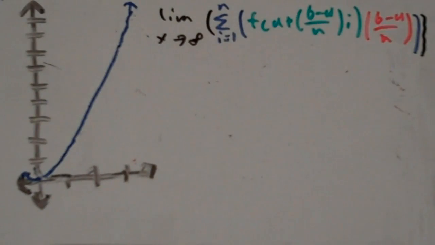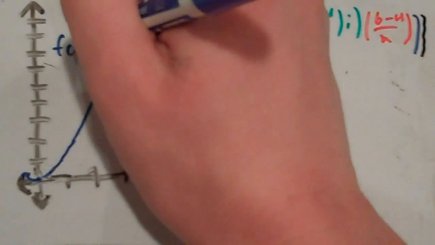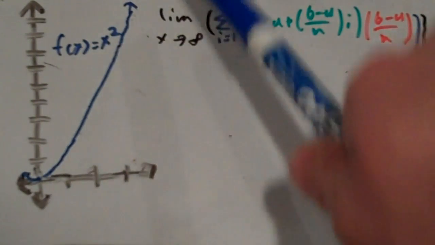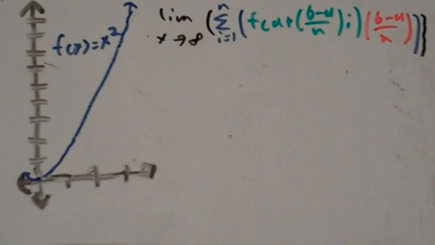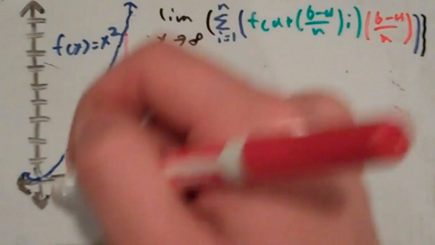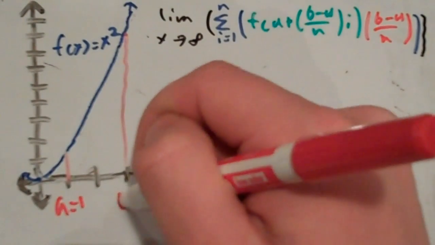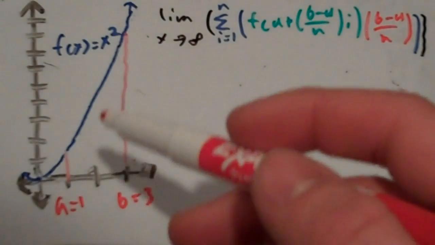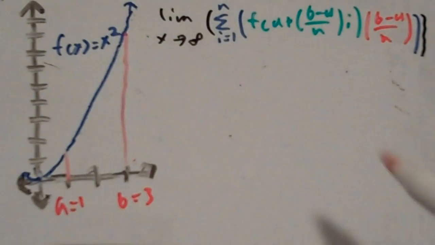Now, I'm going to give an example of how to find the area. And the example I'm going to use is for the function f of x. The function is going to be x squared, which is this line right there. And we'll find the area from 1 to 3. So a equals 1 and b equals 3. So we're going to use this as our example, so we're going to find the area of this using this equation.